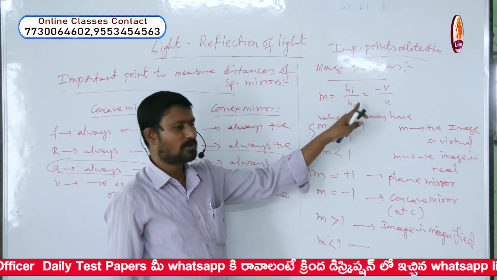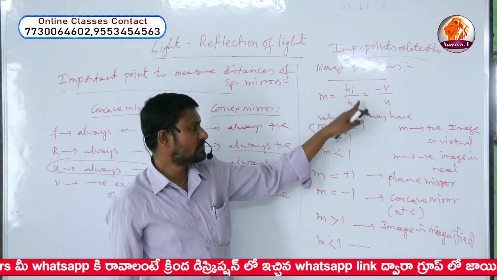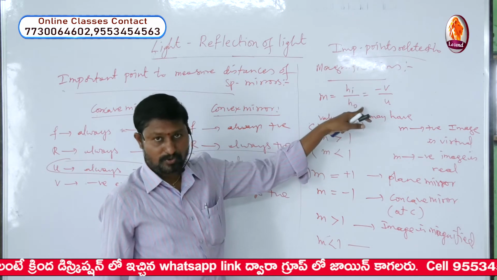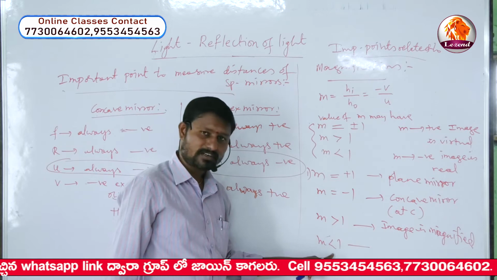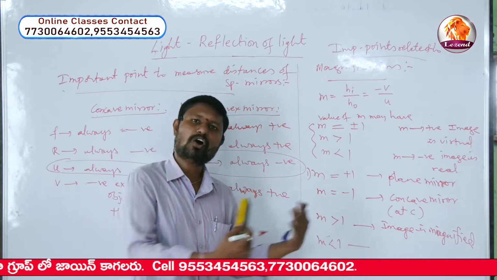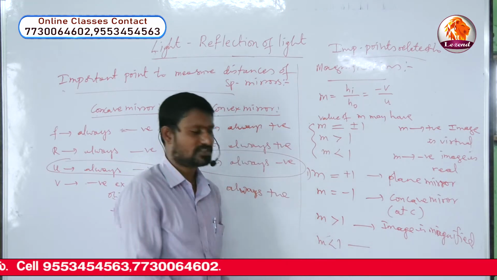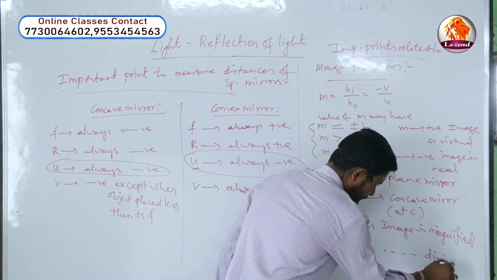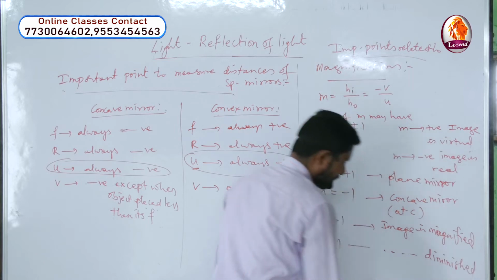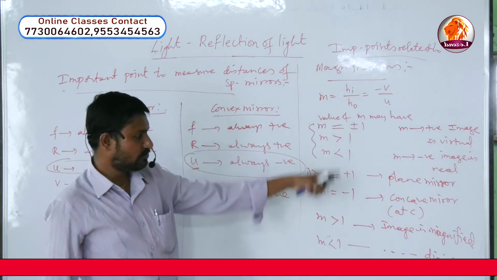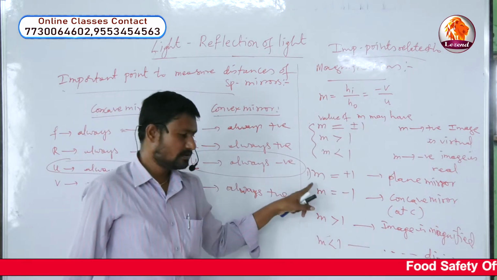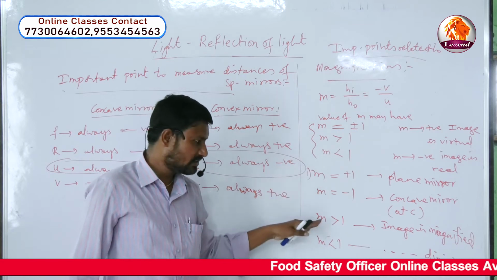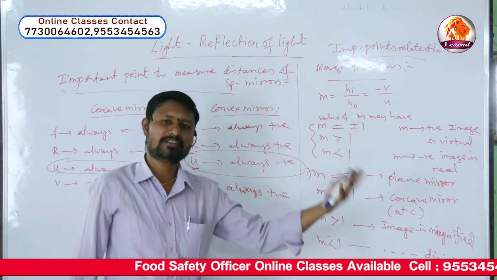And next, if m is less than 1, this represents what now? The height of the image is smaller than the height of the object, which means it is a proper fraction. A proper fraction value is always less than 1. It means the image is smaller than the object size, which means diminished. So the image is said to be diminished. Right? These are the important points related to what now? Magnification. If you remember all these, they are very useful to you while doing the problems.